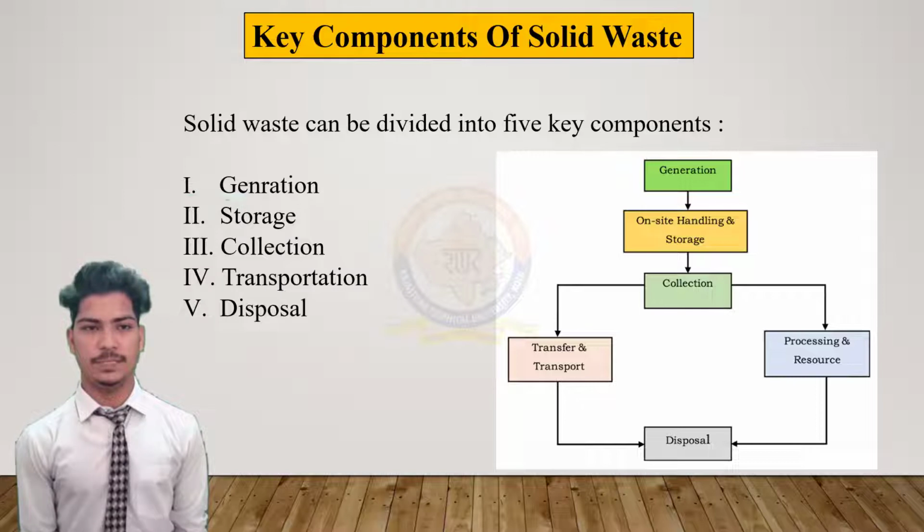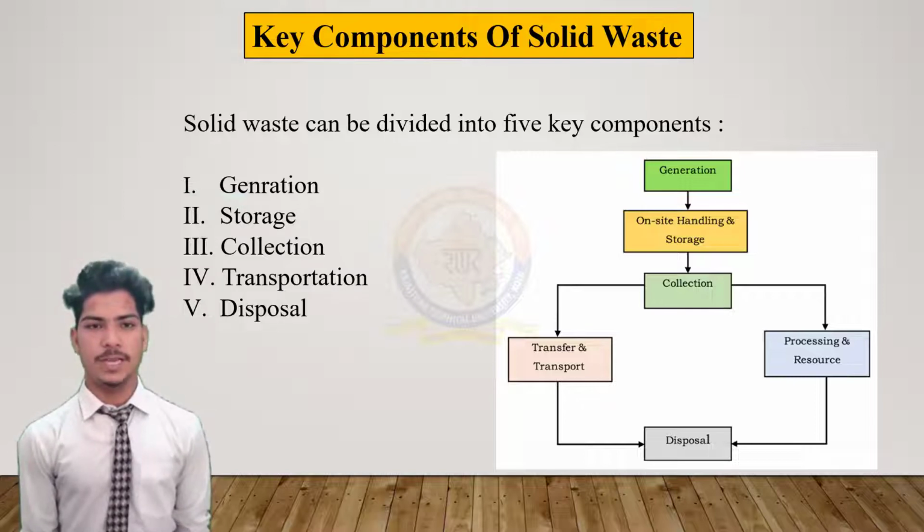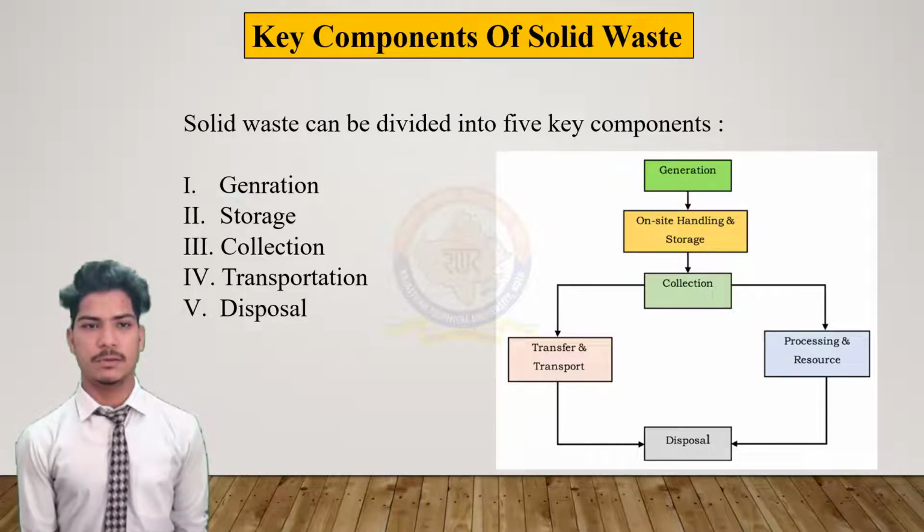Key components of solid waste. Solid waste can be divided into 5 key components. First is generation. Generation of solid waste is the stage at which materials become valueless to the owner, and since they have no use for them, they throw them away as waste. And the second is storage. Storage is a system for keeping materials after they have been discarded, where on-site disposal systems are implemented, such as where people discard items directly into the family storage container.